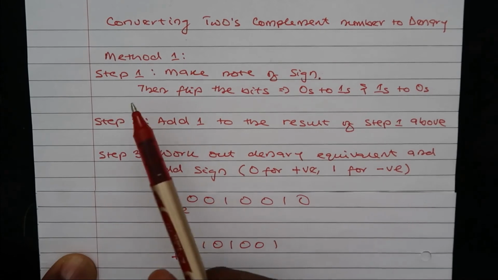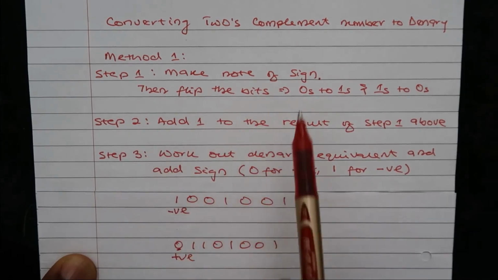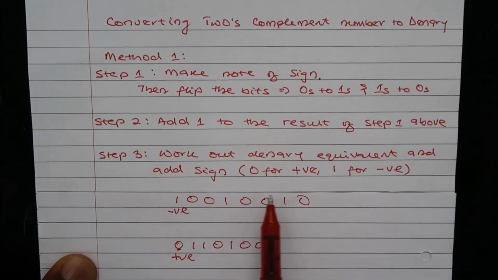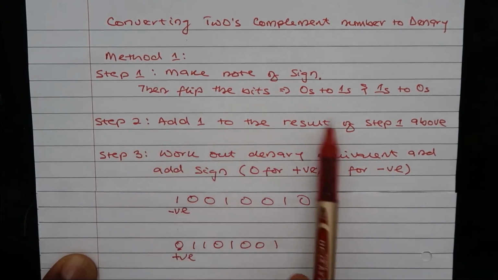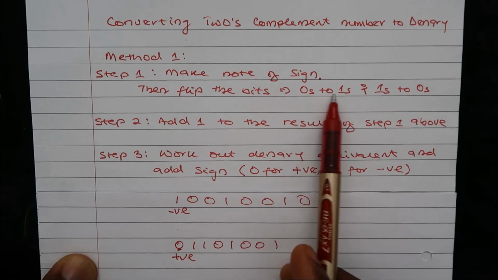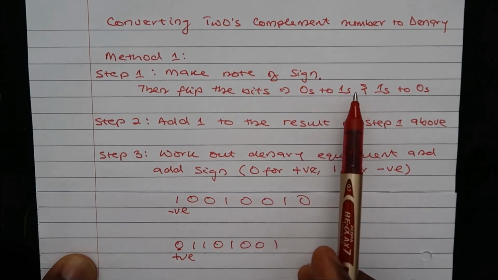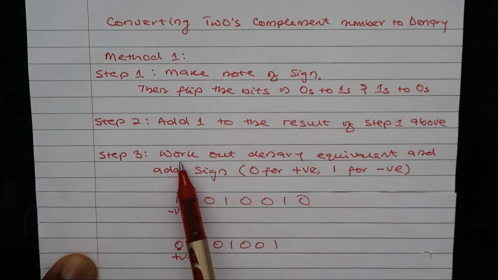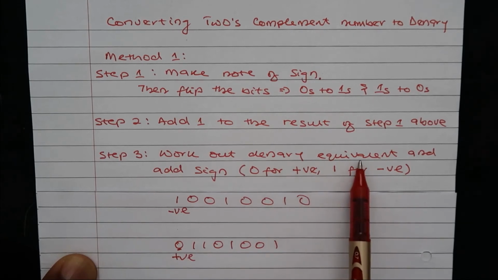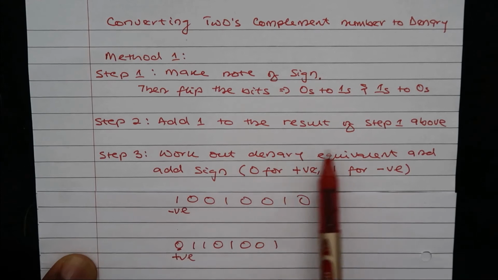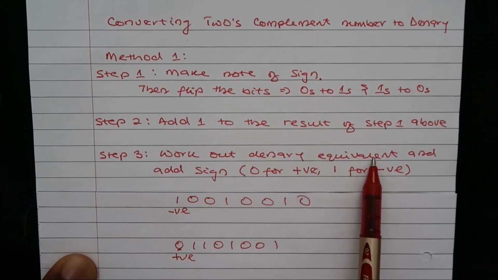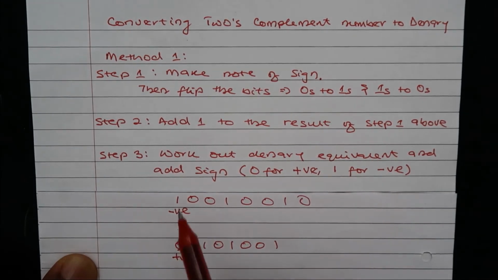The second thing you then want to do is flip the bits. So you flip the zeros to ones and the ones to zeros. Then the next step is to add 1 to what you flipped. Once you've done that, you then work out the denary equivalent and add the sign. So once you've worked out the denary equivalent of the value, you go back to add the sign.